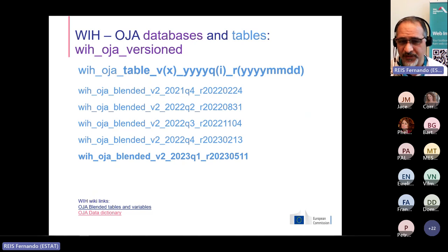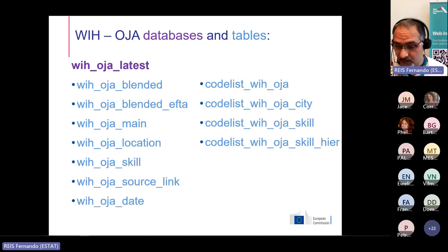So if you want to be sure that your results are reproducible, you should refer to the tables in this database. If you're building a system and you want to use the latest, or some dashboard, you want to use the latest data. That's the case, for example, of Cedefop. Cedefop uses this data. They want to use the latest data, so they refer to this. This is basically a link. You can look at these tables as a link to the last version that we have in the versioned. So that's the first distinction between the latest and the versioned.